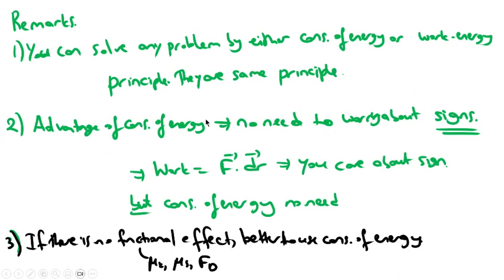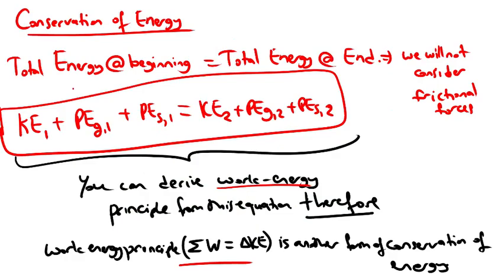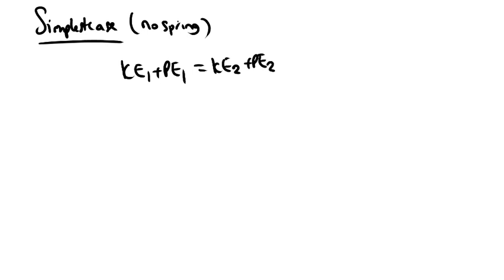Let me see if I can show one simple case for you. Let me show you the simplest case that shows that we can derive the work energy principle from conservation of energy. Then no spring forces. So the kinetic energy at 1 plus potential energy at 1 will be the kinetic energy at 2 plus potential energy at 2. I can write this as the potential energy at 1 minus potential energy at 2, which will be the change of kinetic energy.